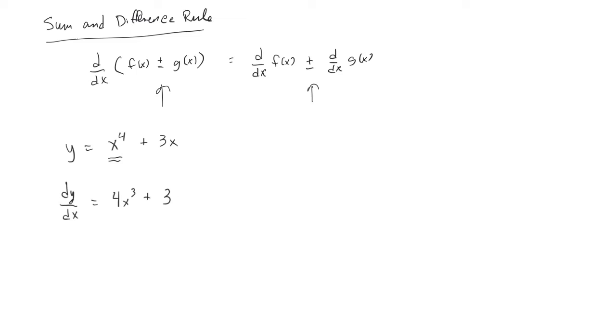I could also look at, what if we looked at z is equal to x to the 4th minus 3x. So here we're looking at the difference of the two functions. So dz dx, the derivative of z with respect to x, is equal to 4x cubed, the derivative of the first term, and then minus the derivative of the second term, the second function here, which is 3.